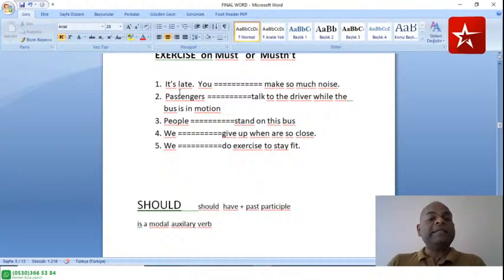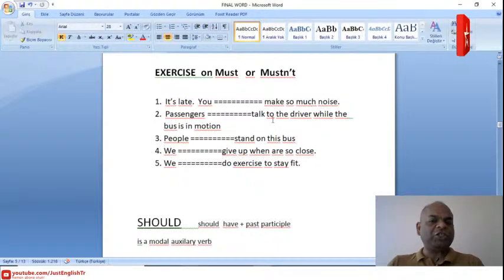Number 1, it's late. You dash make so much noise. Now, guys, what should be the answer here? Number 1, it says you mustn't make so much noise. That's right. Your answer is mustn't. Very good.